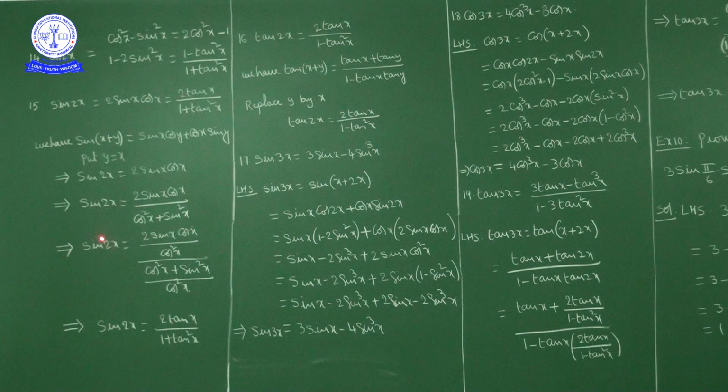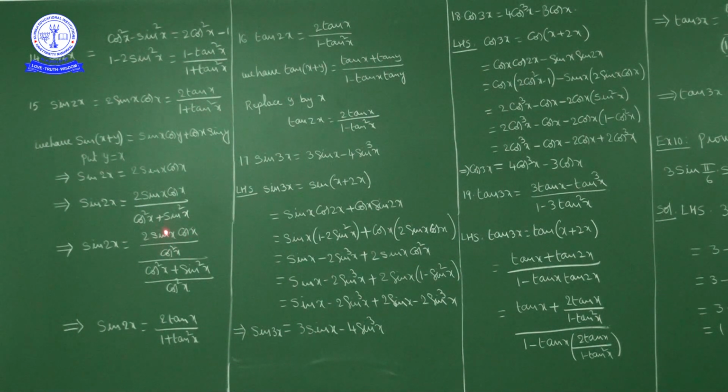Now sin 2x is 2 sin x cos x. Divide by cos square x plus sin square x. No problem, because cos square x plus sin square x is 1 only. So 2 sin x cos x by 1, and we can write 1 as cos square x plus sin square x. Now divide both numerator and denominator by cos square x. So we get 2 sin x cos x by cos square x, upon cos square x plus sin square x by cos square x. Here one cos x cancels.